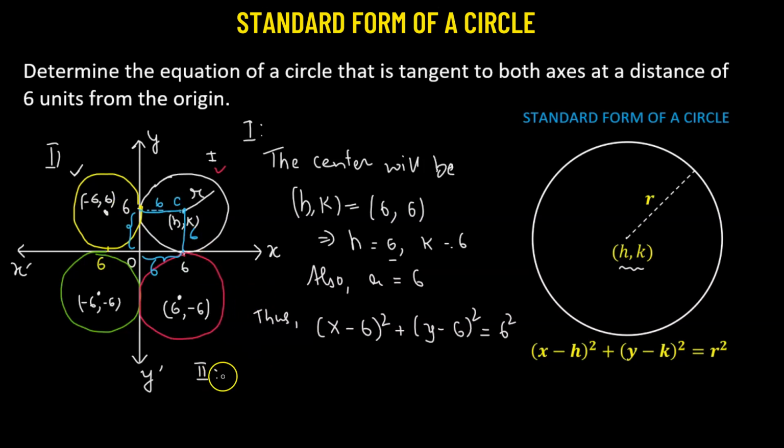So I'll note down number 2. The equation will be x minus of minus 6, so we have x plus 6 whole squared plus y minus 6 whole squared equals 6 squared. I'll leave equation number 3 and equation number 4 as an exercise for you to try out. So this is the solution to the given problem.